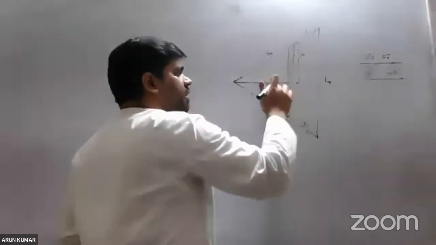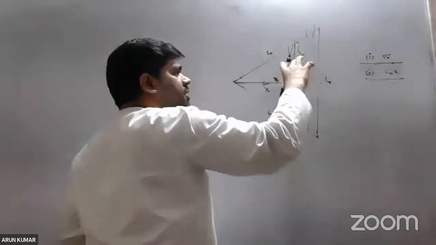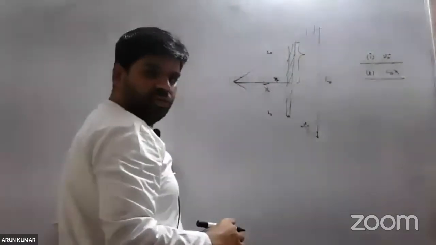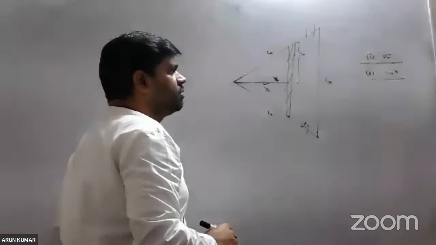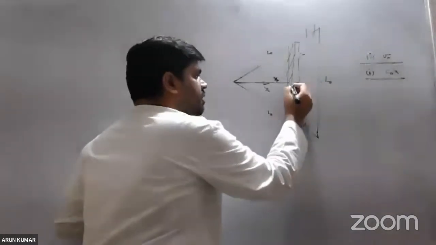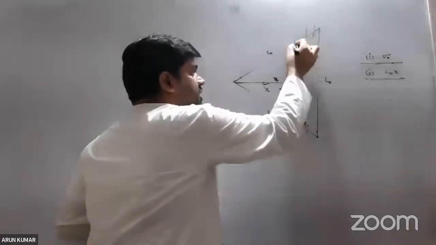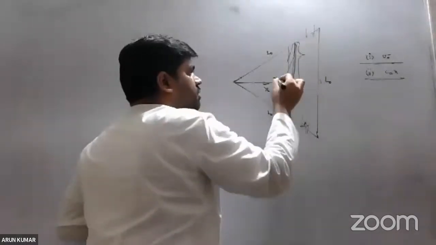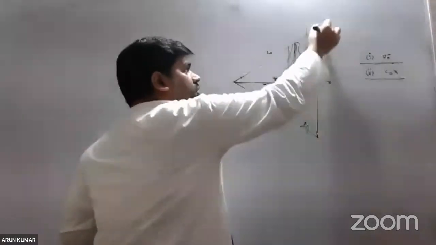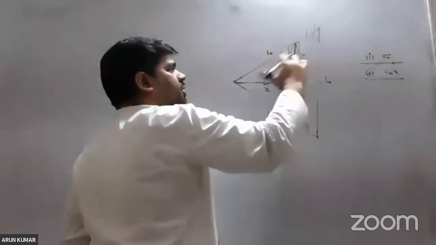Is it L naught by 2? No, this is not L naught by 2. The x equal is L naught by 2, but this is within the L naught, less than L naught. It is inside the triangle. Sir, L naught into dx? This is dx, correct. But this is not L naught. This is total L naught, and it is smaller than L naught, because it is inside.